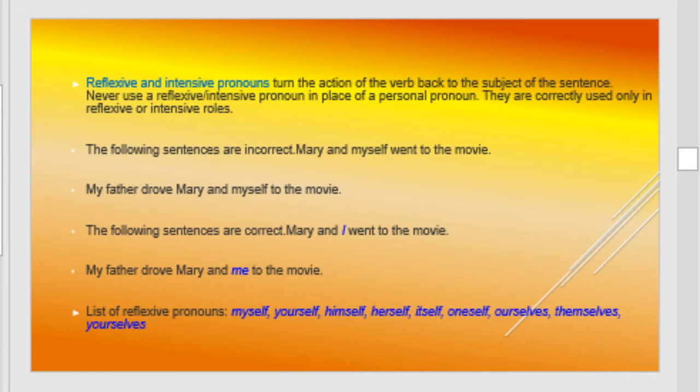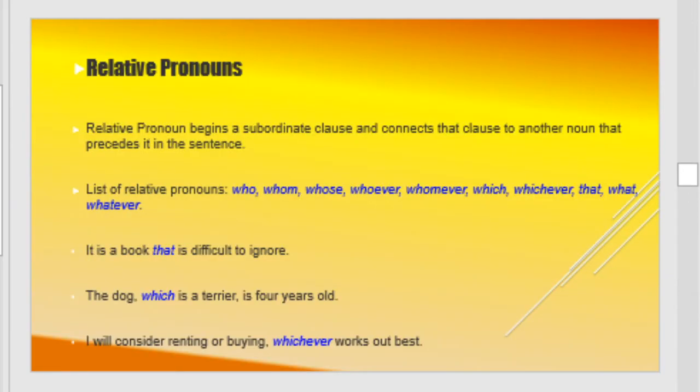List of reflexive pronouns. If you notice, it's just the same. Myself, yourself, himself, herself, itself, oneself, ourselves, themselves, yourselves. Okay? Now let's continue. We also have relative pronouns. These are referring to WH question forms, but they are not questions. They're just referring to something.